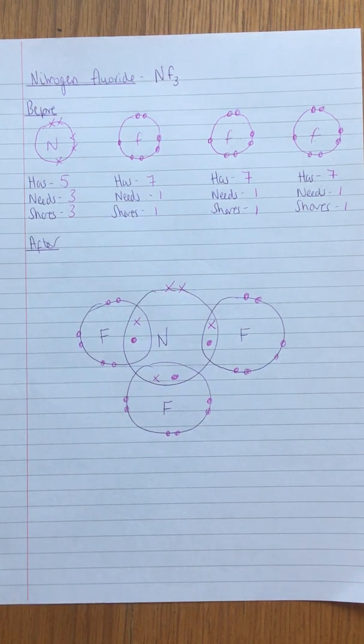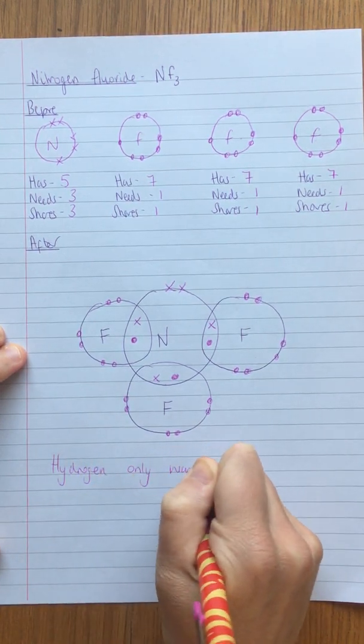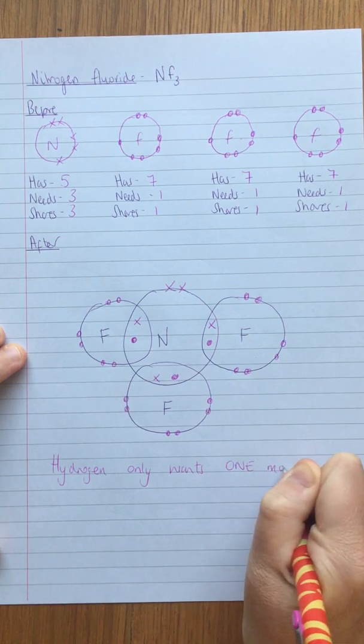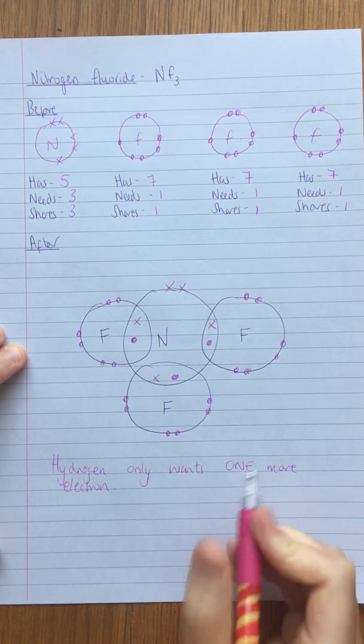Now, your task for today is you've got 3 diatomic molecules to have a go at. Nitrogen, sulfur and carbon. And then you have 3 that are a bit more like this one to have a go at, which is water, methane and silicon dioxide. Let me just remind you at this point that hydrogen only wants 1 more electron. Okay, so remember that hydrogen is a non-metal, but it only wants 1 more.